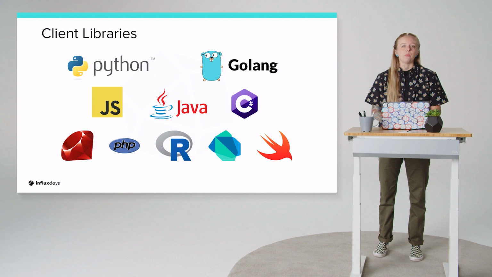With options including Python and Go to JavaScript, Java, and C#, and even R and Swift, nearly every user should find a library in a language they are familiar with. Each language's library supports the same set of APIs, providing a consistent experience, no matter what language you choose.